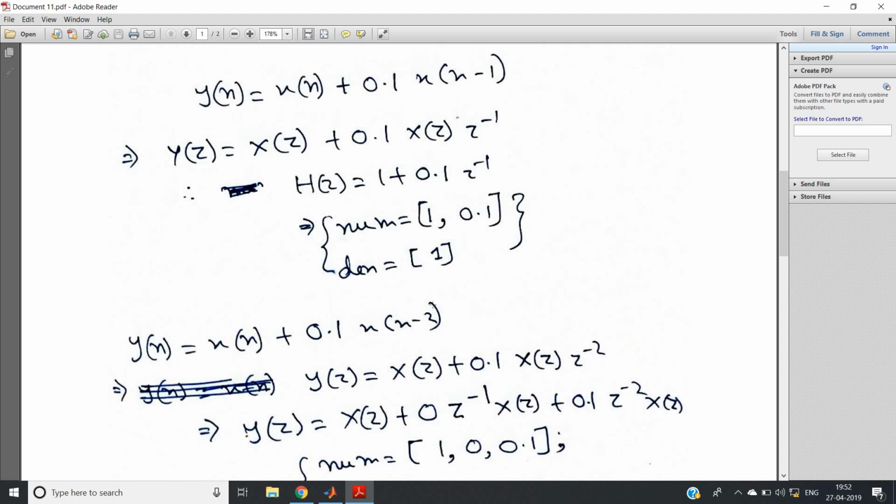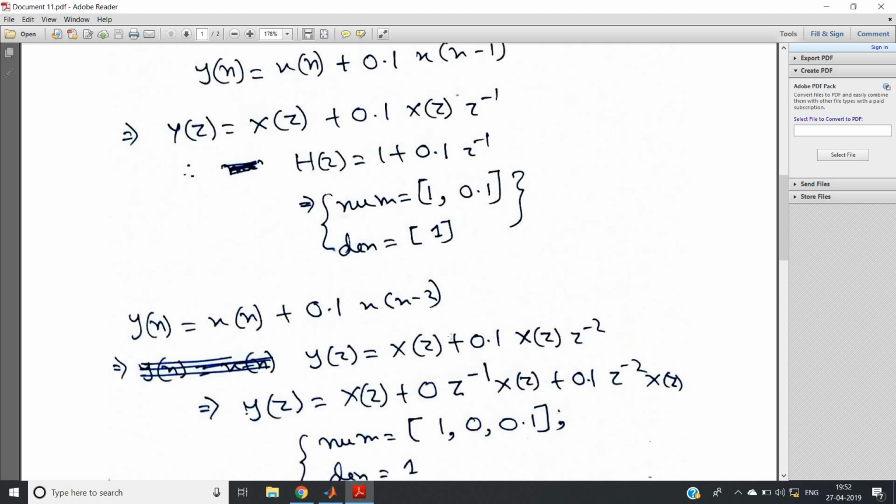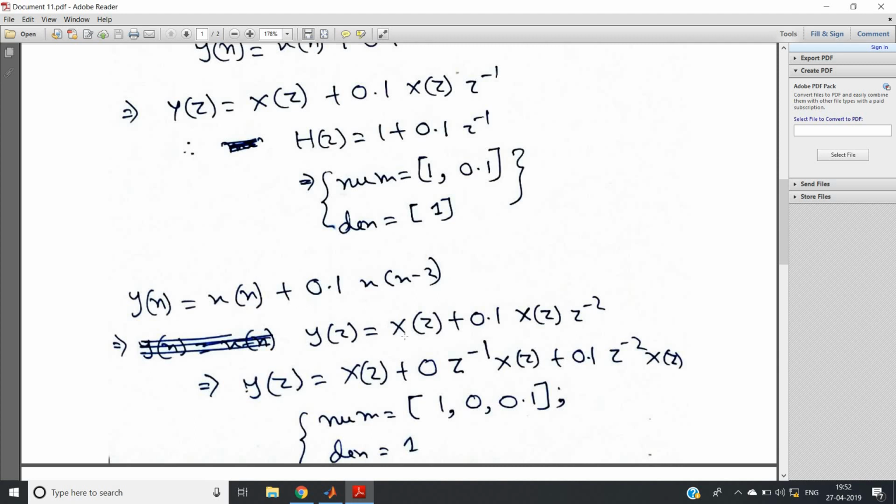differentiate. So our intention is, what are the numerator and denominator coefficients if we increase the delay? That's what I am discussing, so that I am increasing the amount of delay. Now the equation will be y of n is equal to x of n plus 0.1 x of n minus 2. Similarly, if you take the Z transformation, you will get y of z equal to x of z plus 0.1 into x of z into z to the power minus 2. Right? Now you calculate what the numerator and denominator coefficients are and tell me.